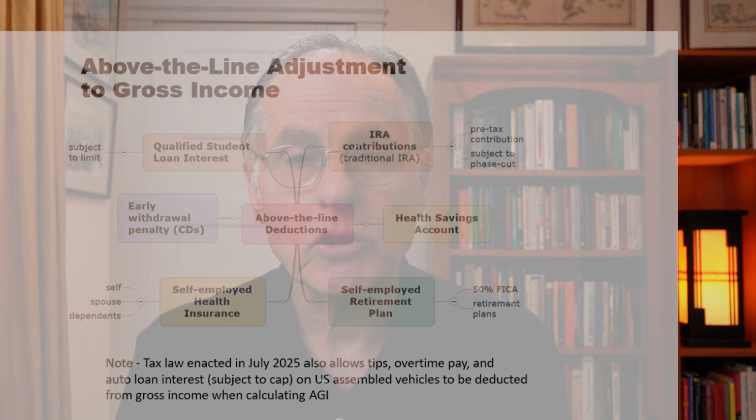Note, the tax law enacted in July of 2025 allows that tips, overtime pay, and the auto loan interest on U.S. assembled vehicles, subject to a cap, to be deducted from gross income.